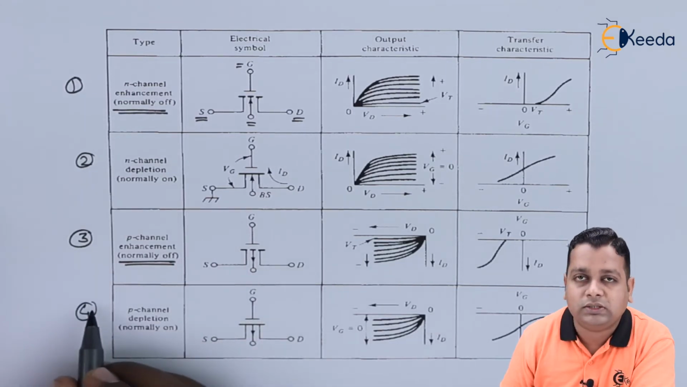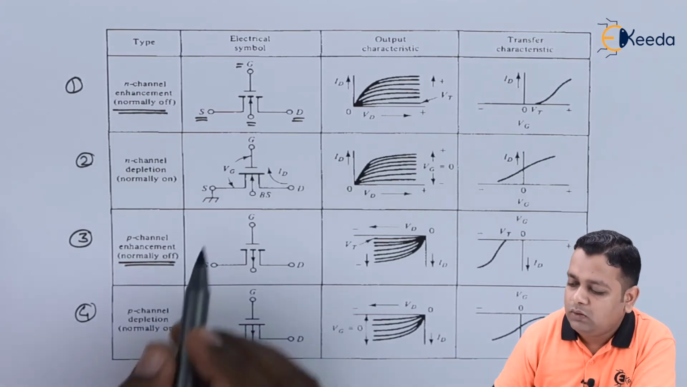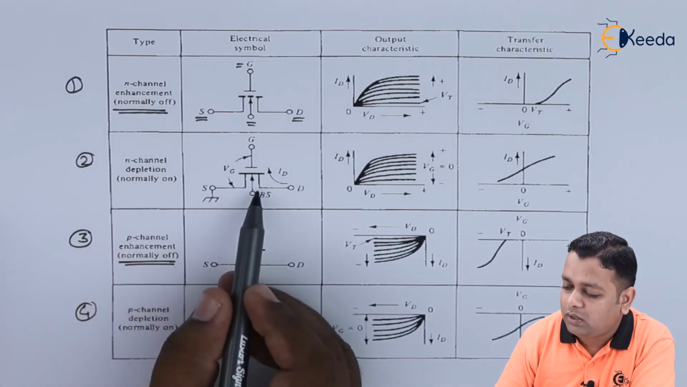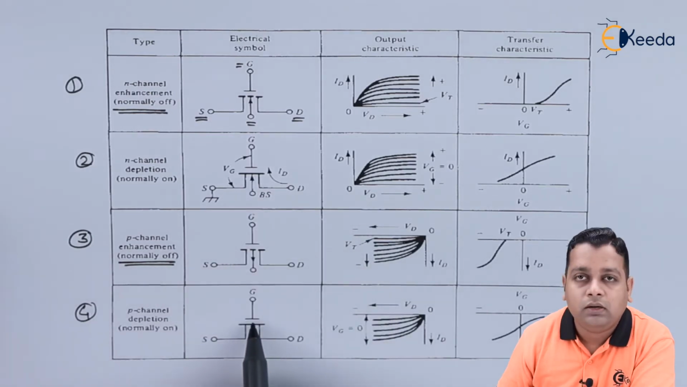Whereas in the fourth case, we have again the P channel, but in the depletion mode. We have a similar symbol to that of the N channel depletion, but again here from the substrate point, we have the reversal of the arrow, pointing away from the device here.